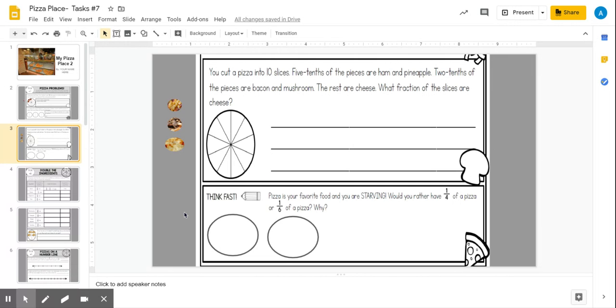You cut a pizza into 10 slices. 5/10 of the pizza are ham and pineapple. 2/10 of the pieces are bacon and mushroom. The rest are cheese. What fraction of the slices are cheese? All right, so I see some important stuff. So I'm going to underline and circle in here.